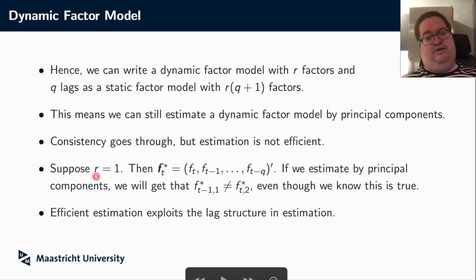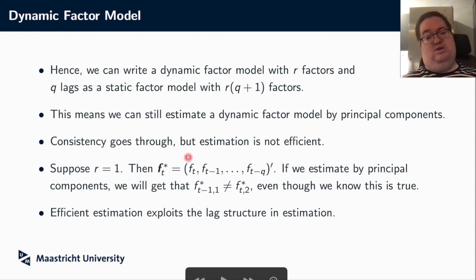Take a simple case where you have one factor only. Then if you define your vector of extended static factors, f t star, what we actually would know is that the first factor at time period t minus 1 should be the second factor at time period t, because the second factor is the lag of the first.